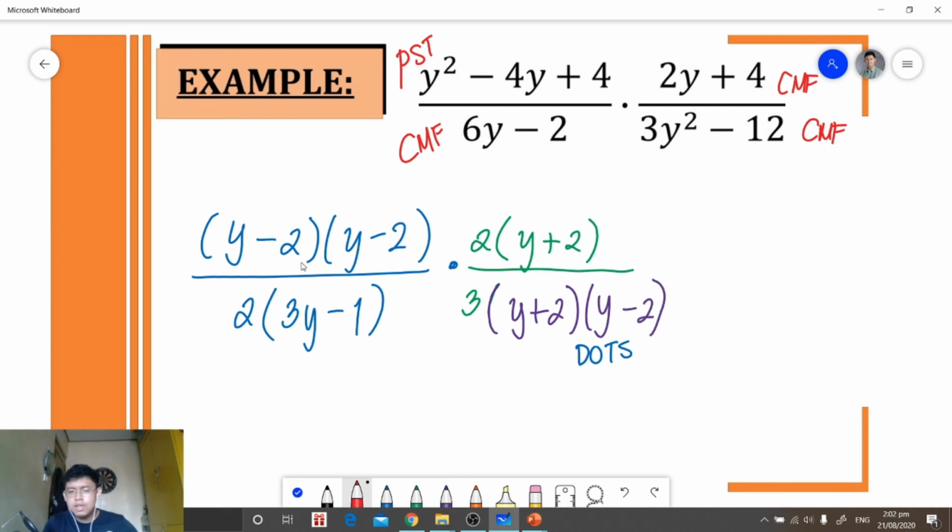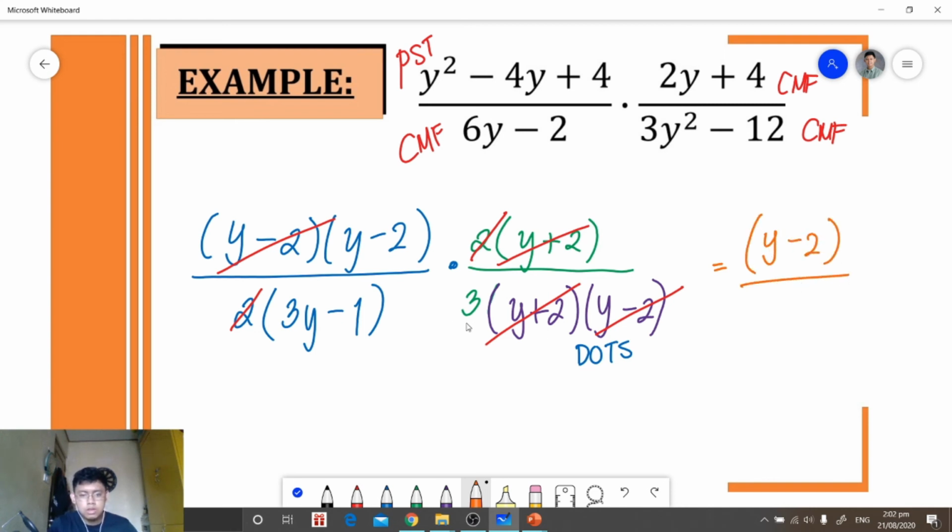After that, we can now cancel our common factors that are present in our numerator and denominator. So cancel out y minus 2 and y minus 2, y plus 2 and y plus 2, and also our numerical coefficients, which are 2 and 2. Then we can proceed to multiplying numerator by numerator, denominator by denominator. So we will have y minus 2 all over 3 times y minus 1.